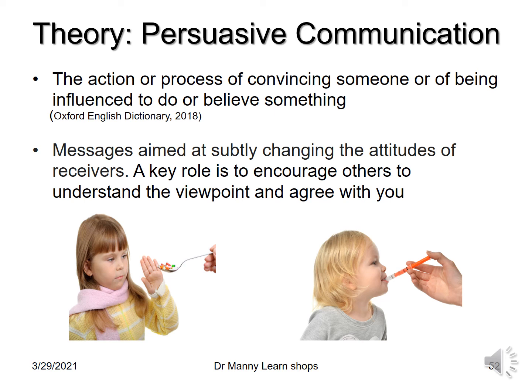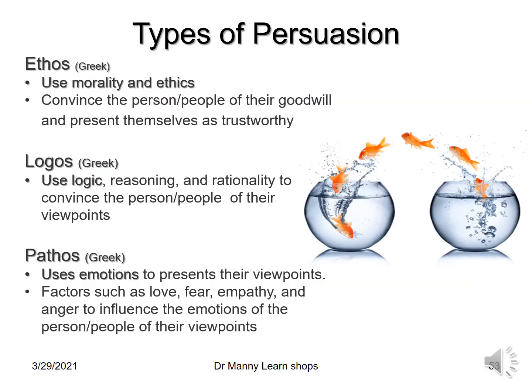Getting a child to take medication is sometimes really, really difficult. According to persuasion theory, there are certain types of persuasion. And the types of persuasion typically consist of ethos, logos, or pathos. This is all Greek. Ethos uses morality and ethics, and this is to convince the person or people of their goodwill and present themselves as being trustworthy. Trustworthy persuasion. Trust me. Believe what I say.